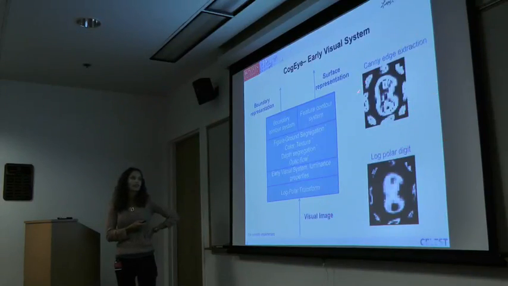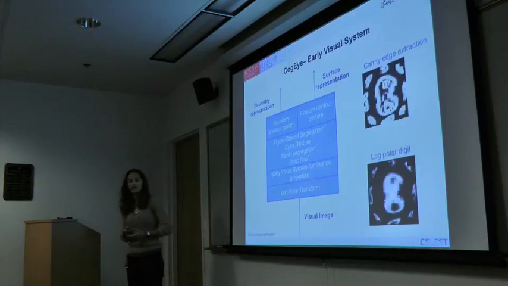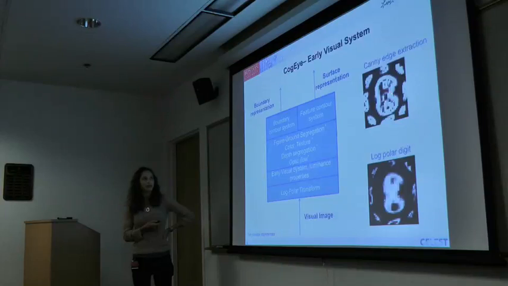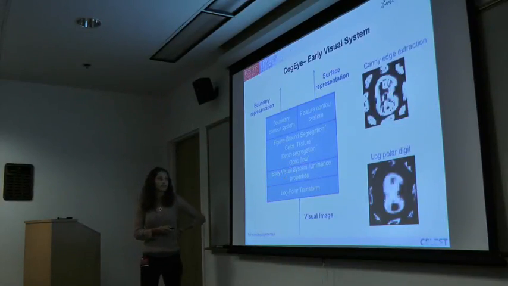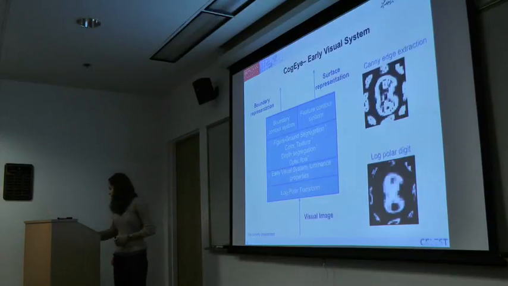And the early visual system will also extract the surface properties and the edge properties from that image. So if you're looking at the 8, these would be the edges that it extracts. We also hope to expand the early visual system to include color, texture, depth segregation, and optic flow.